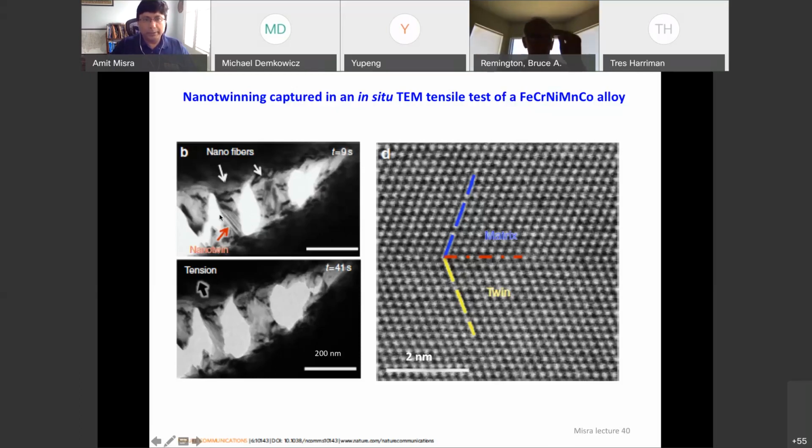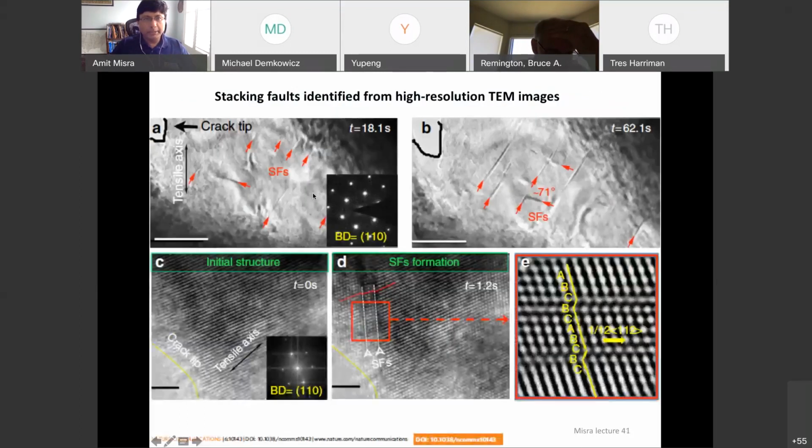And the way they could tell is by doing a high resolution imaging of this defect. And they could see the twin structure here, the matrix and the twin, the mirror symmetry. This is a way you can tell what that defect is. Likewise, in a similar study, as they were doing a tensile straining at the tip of a crack, they were able to see these features form. So these are defects that look very planar, almost like a plane intersecting the surface of the foil. And these turned out to be stacking faults.